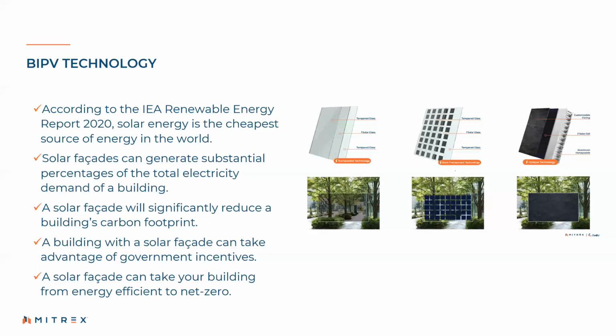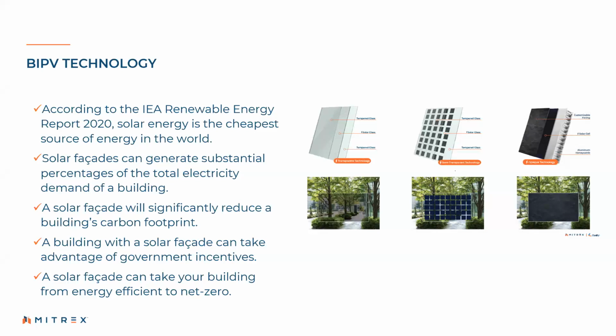So BIPV technology is currently the cheapest source of energy in the world. So we can generate substantial percentages of the total electricity demand of a building. The solar facade will significantly reduce a building's carbon footprint, and a building with solar facade can take advantage of government incentives.